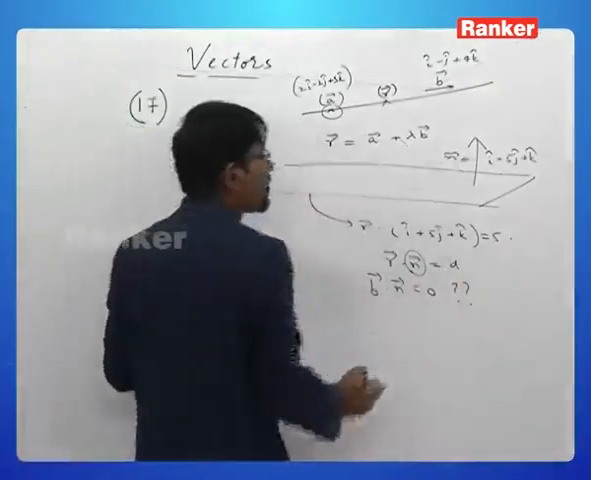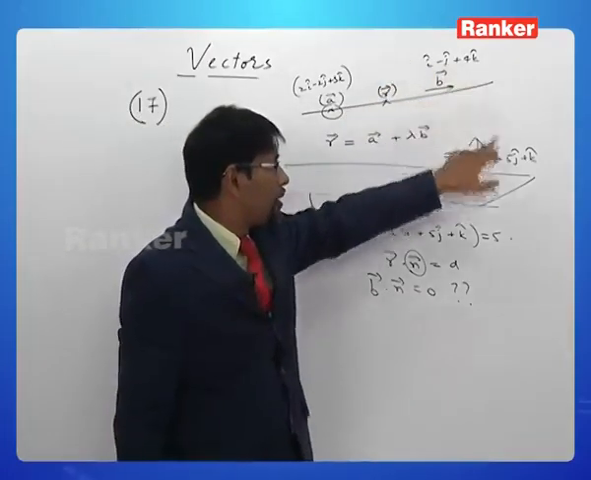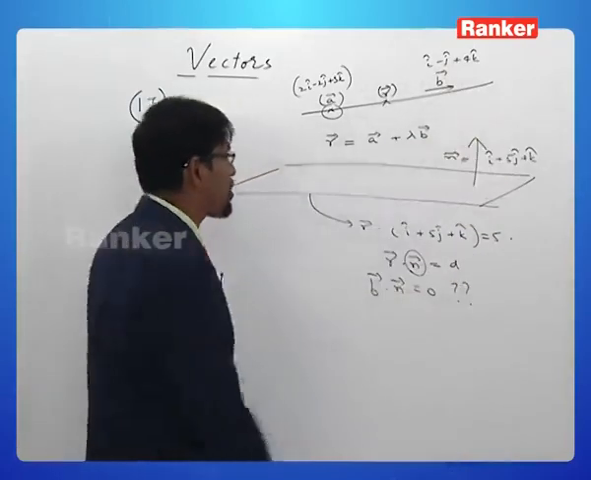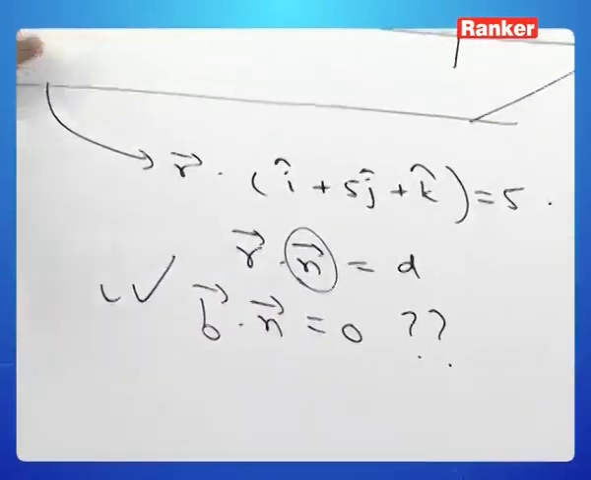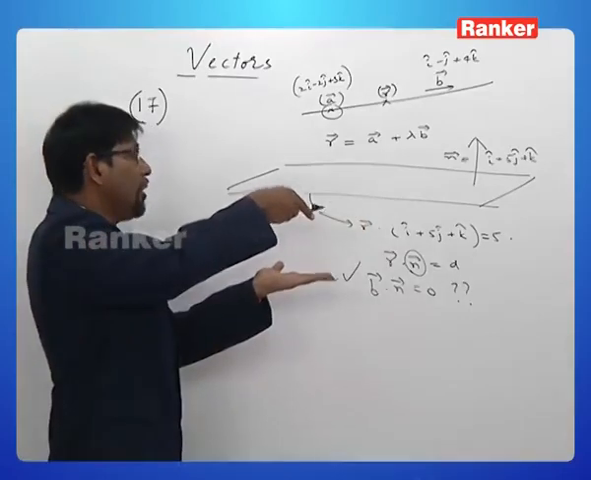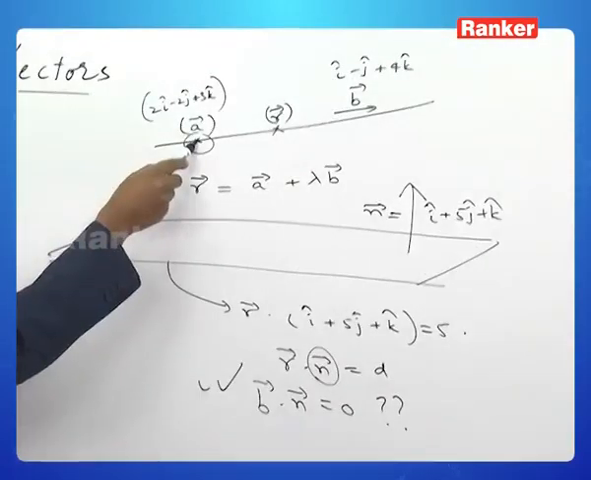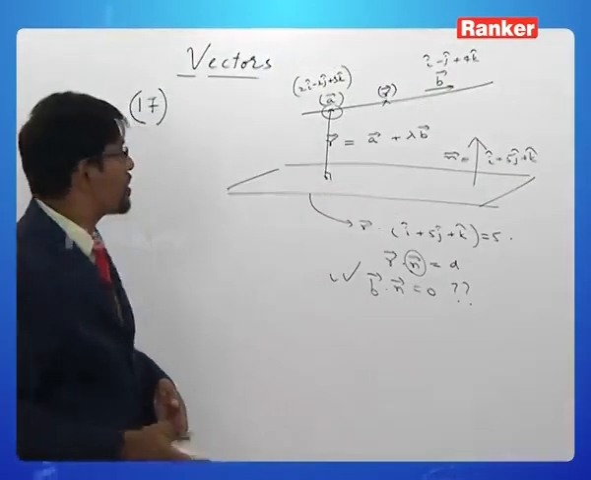Let's check whether b bar dot n bar is 0 or not. Let us verify this. This i minus j plus 4k, dot product with this, we get 1 minus 5 plus 4, that makes it 0. It is true. So that means this line is actually parallel to the plane. So when you have a line parallel to the plane, the distance from the line to the plane will be, take any point on the line and drop a perpendicular. That distance will be the distance.